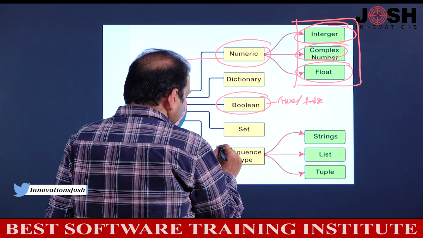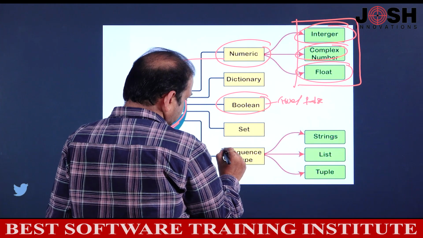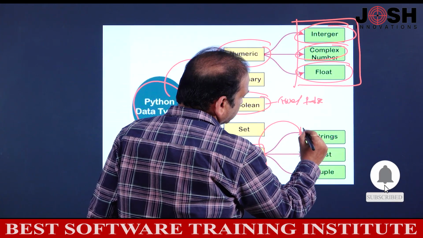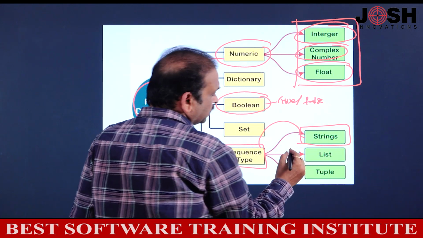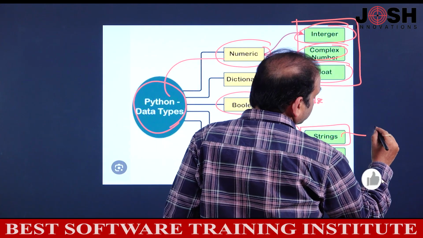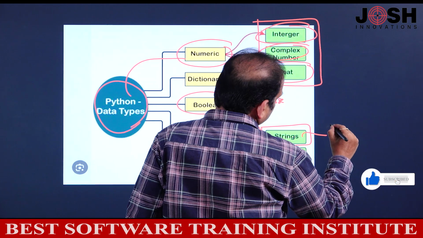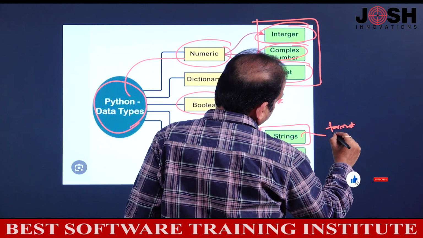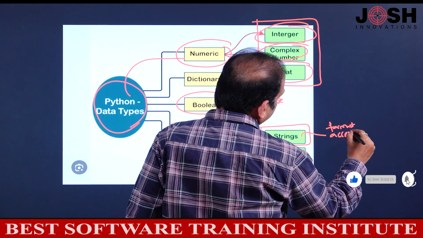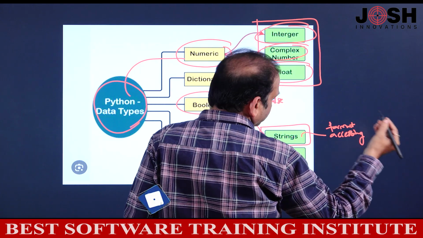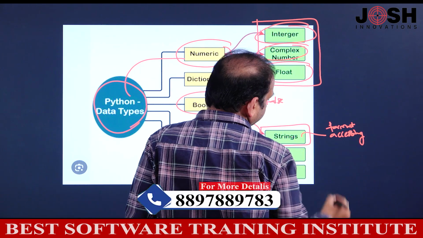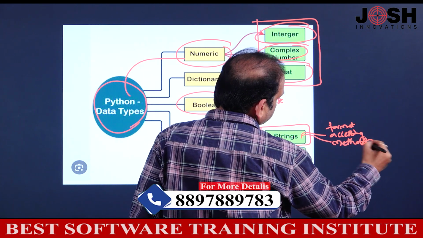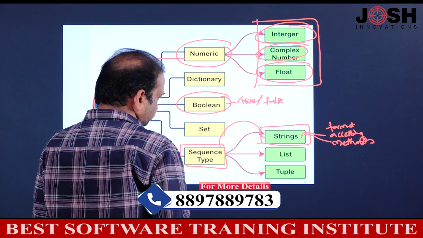Next, we finished sequence type. In sequence type, we started strings, and in the previous video we discussed all the concepts of strings. How to format a string, how to access a substring or one character, and what are the methods. We discussed all the methods of the string.